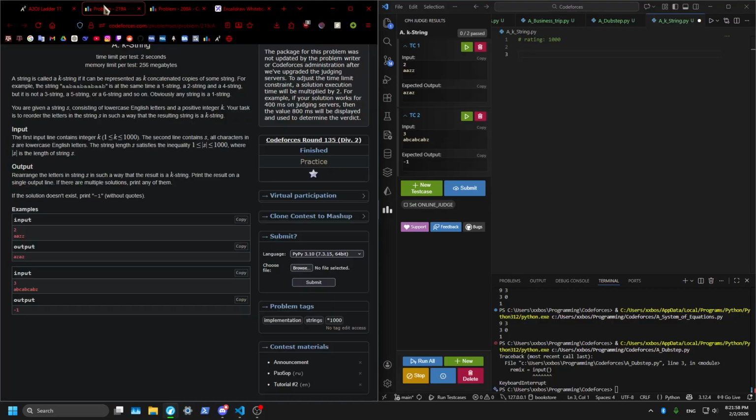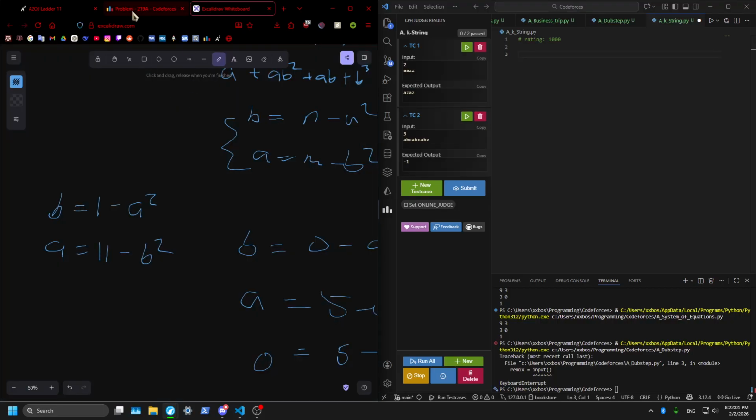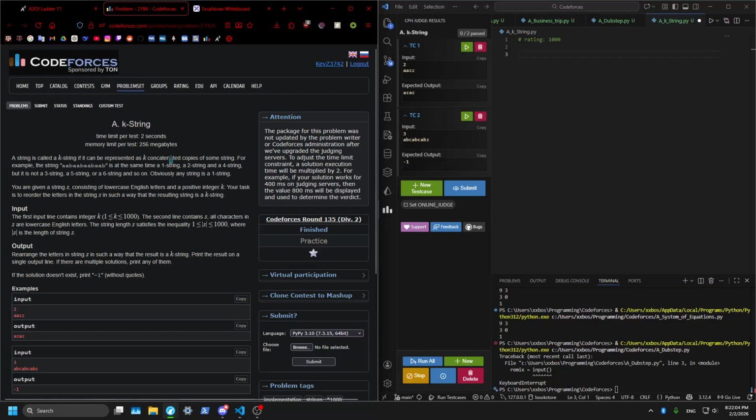There we go. One more problem for the day. A string is called a k-string if it can be represented as k concatenated copies of some string. For example, is at the same time a 1 string, a 2 string, and a 4 string, but it is not a 3 string, a 5 string, or 6 string. Okay, I don't really get it. Obviously, any string is a 1 string. You're given a string s of lowercase. Your task is to reorder the letters so that the resulting string is a k string.